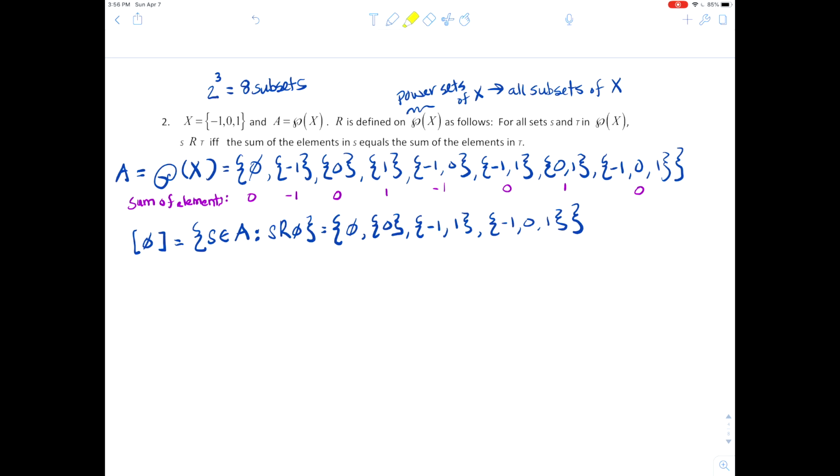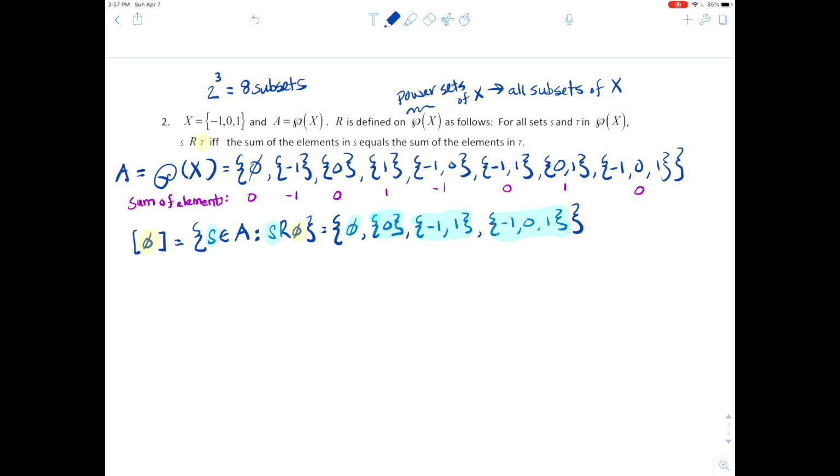So let's identify. Remember, we were looking for these outputs, right? And there's not a list of ordered pairs this time, so we're just trying to visualize it a bit. So the inputs are every set that summed to 0. So all of these here, the elements summed to 0. Cool, cool? All right, let's look at the next one.